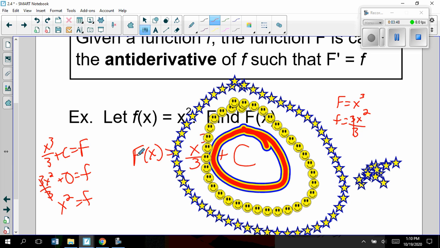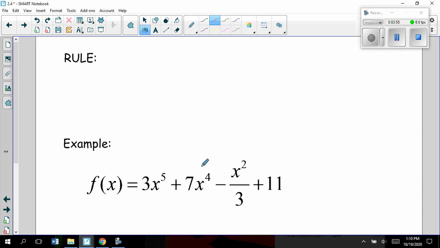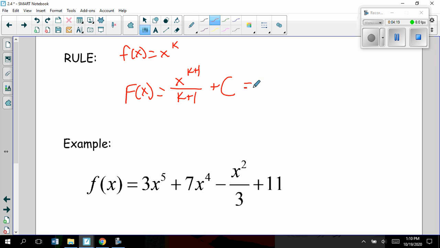And so that is super important. Write yourself a giant note on the top of your paper. Whatever you got to do, you got to remember plus c. And we will do it a lot today. Okay, so to generalize that rule that we had, let's say our function is x to the k power. That means our capital F is x to the k plus 1. And then we're going to divide by that k plus 1 to undo the power out part of the derivative. And then we cannot forget our plus c.